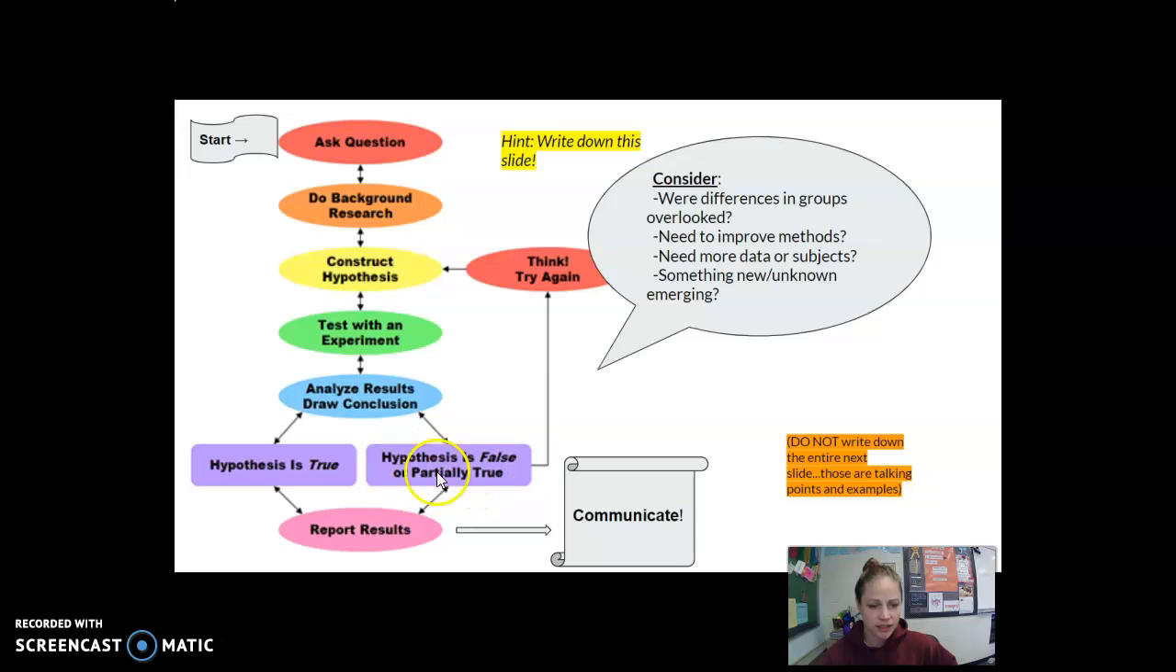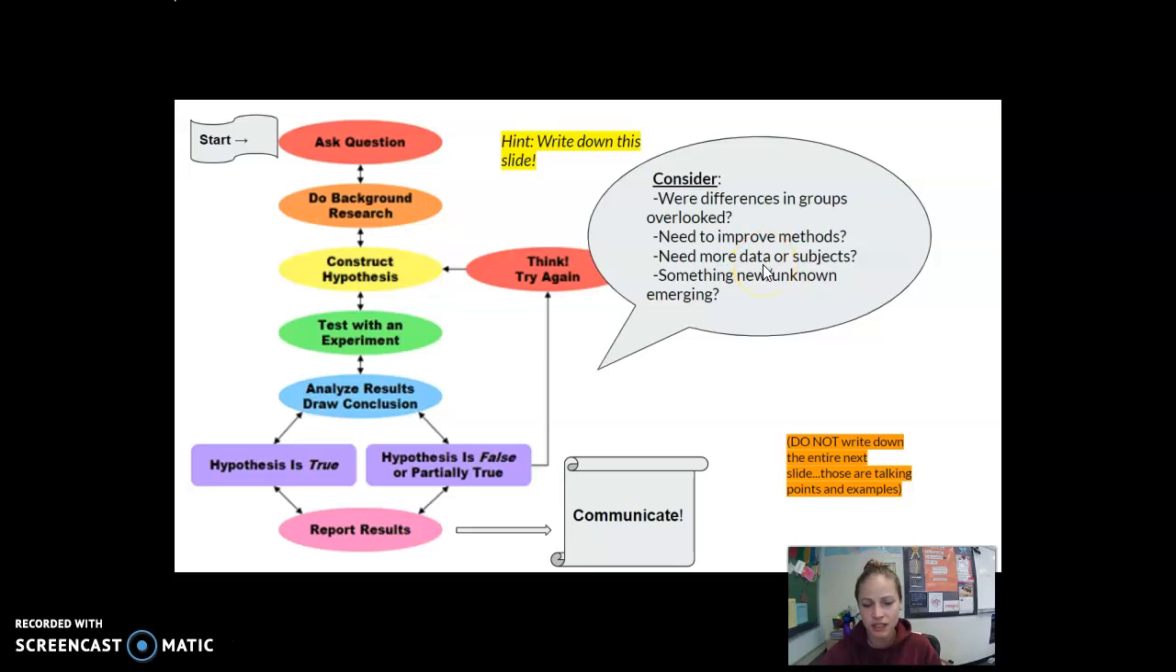So if you get here and your hypothesis is not supported, then notice we have this loop here. So try again. What happened? Were there differences in the groups that were overlooked? Were the methods very good? Maybe it was a design flaw. Maybe you didn't do the experiment right, or the researchers didn't. Do you need more data or subjects? It's possible that you tested one person or one condition and then it proved you false. Is that good science? No.